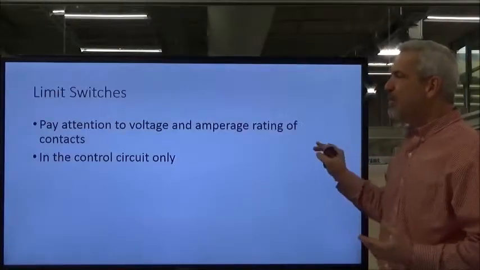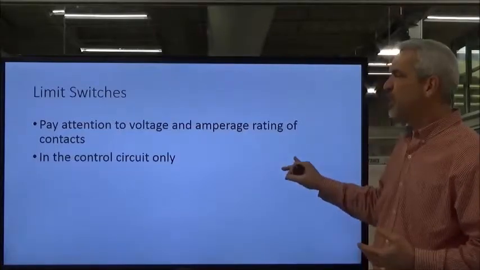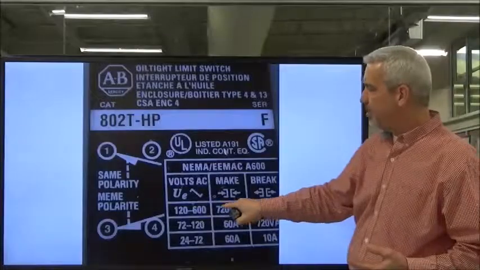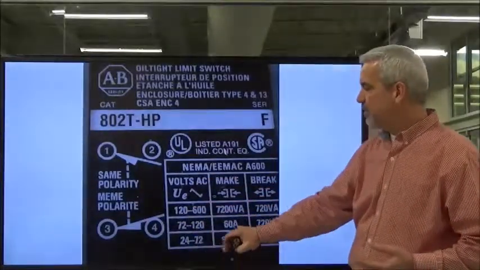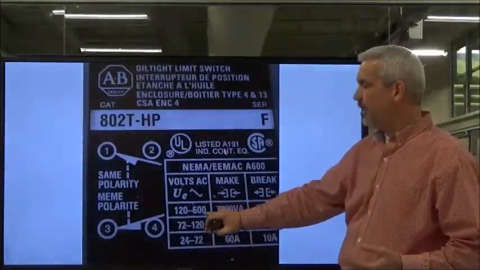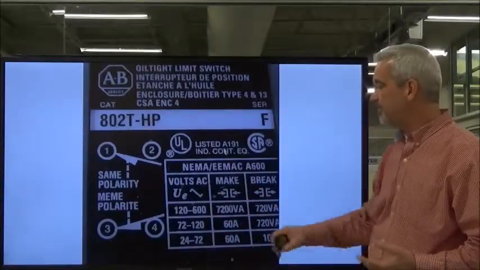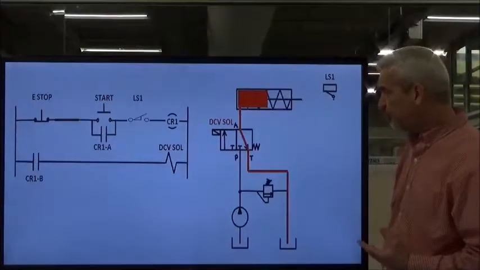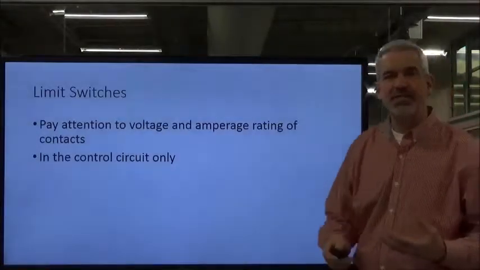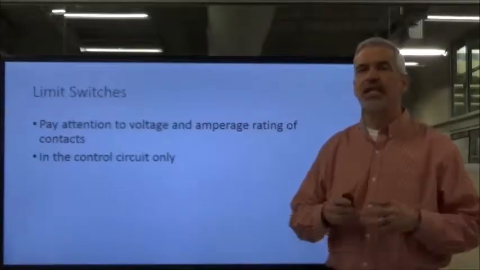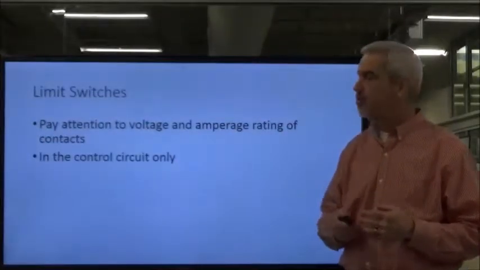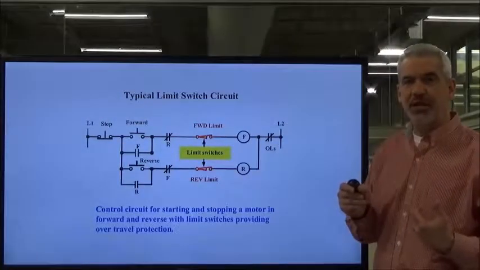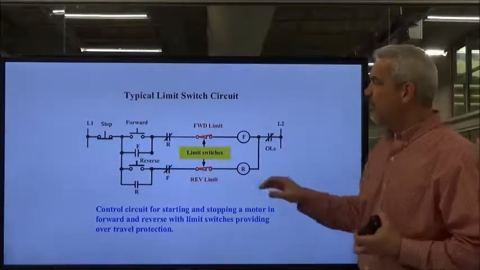All right. One thing you do want to pay attention to is the voltage and the amperage rating of our contacts. If you look back here, right here on this Allen Bradley switch, you have the control voltage that's permissible across these contacts and the amount of current that the contacts can handle as well. And again, I can't emphasize enough, they're only used in the control circuit in an industrial setting or with industrial equipment.